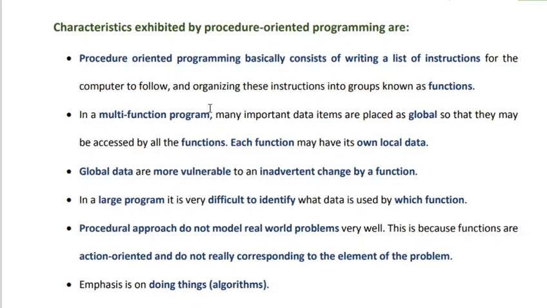It may so happen that a particular data item is required by multiple functions in a given program. So, in order to prevent multiple declarations of the same data, we place the data globally, and the global data is accessed by all the functions. One major disadvantage of placing data in a global space is that global data is much more vulnerable to change by the functions. Any intentional or unintentional change can be brought about in the global data, making it much more vulnerable.